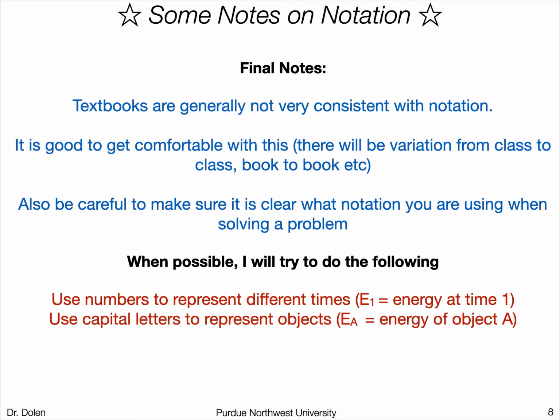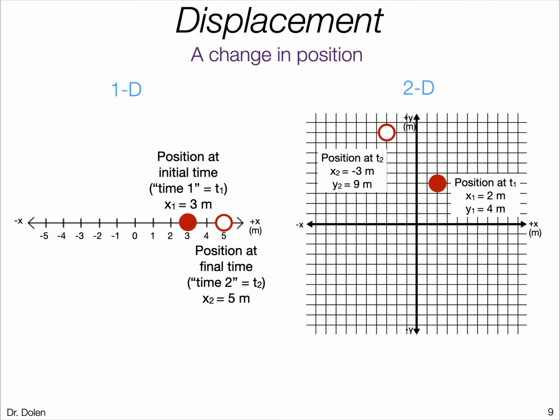Okay, now that we've gotten all of that notation detail out of the way, let's talk about displacement. Displacement is a word that means a change in position. So in one dimension, I may start off at x equals 3 at time 1, and at some later time, at time 2, I'm at x equals 5 meters. So I've moved from one location to another.